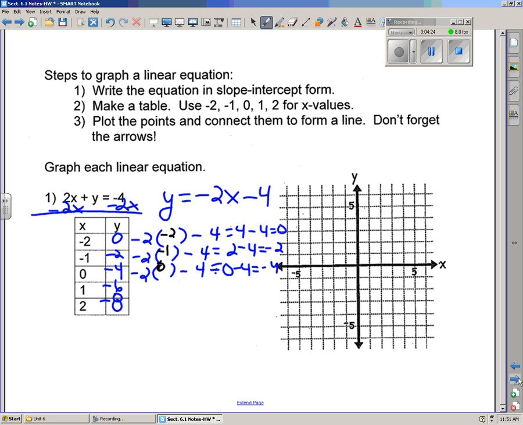X's mean you go left and right, y means you go up and down. So -2, 0, that's the first one. -1, -2 is there, 0, -4 is here, 1, -6 is here, 2, -8 goes off the graph, not a big deal, I'm not even going to worry about it. I have enough points. I'm going to connect those points to the line, and I put arrows on the end.